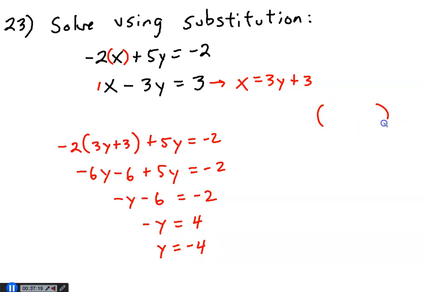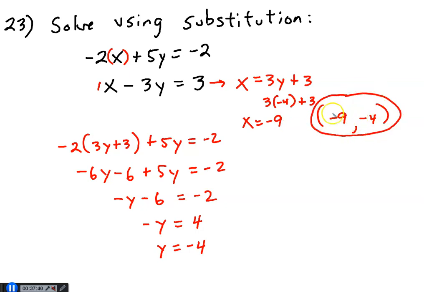Okay, so I got half of my answer, and I can use this equation here, inputting negative 4 for y, and I can get x. It says x is equal to negative 12 plus 3, so x is going to be negative 9. And that's my answer for 23 using the substitution method.